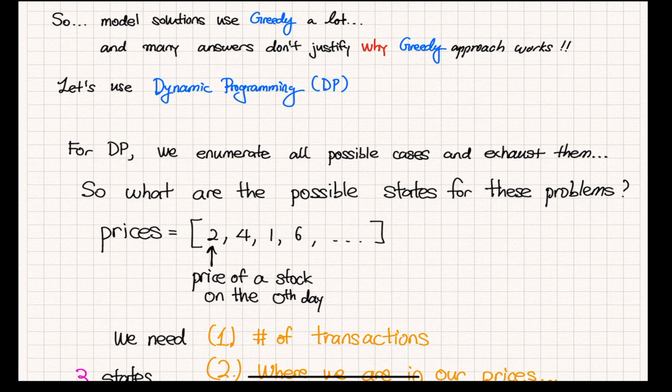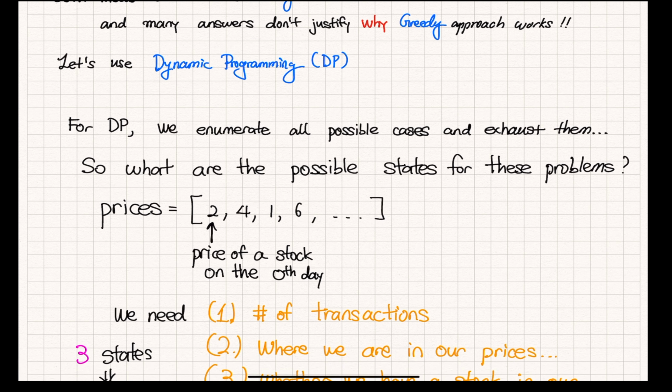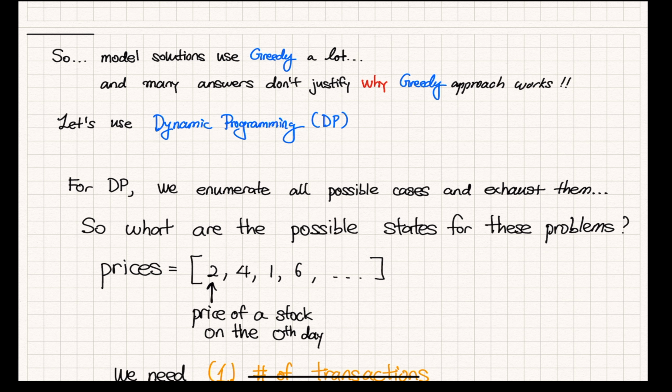If you look at DP, we have to enumerate all possible cases and exhaust all those possible cases, like what we did with Fibonacci. We need an optimal substructure and overlapping subproblems. So if you look at this problem, how many states do we have to consider? We have to consider the recurrence relationship for our states. We are given this price array, and we are given K transactions.